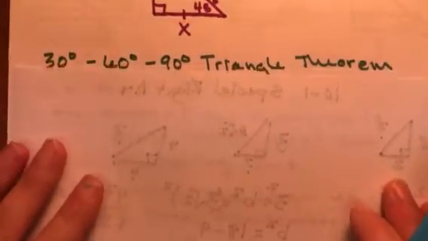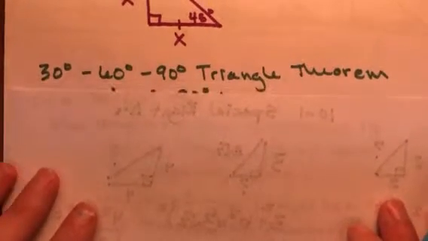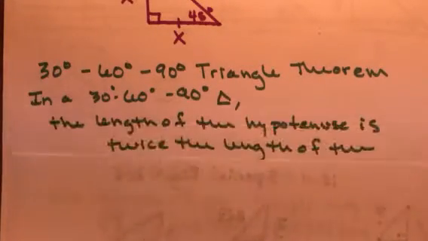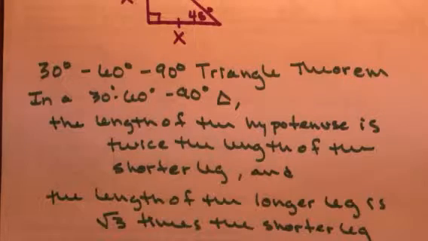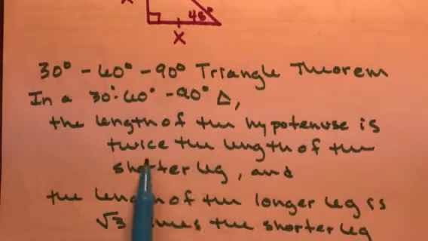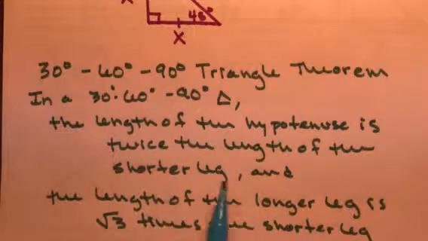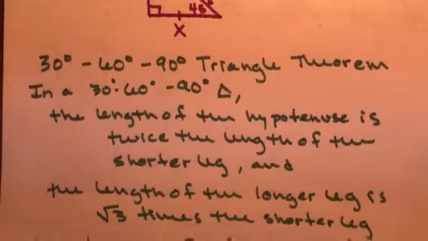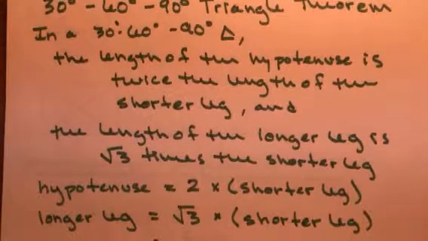The other theorem is the 30, 60, 90 triangle theorem. For that, we say in a 30, 60, 90 triangle, the length of the hypotenuse is what? It's twice the length of the shorter leg, and the length of the longer leg is square root of 3 times the shorter leg. So as an equation, that would be hypotenuse equals 2 times the shorter leg, longer leg equals square root of 3 times the shorter leg.